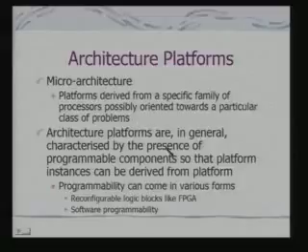And many of these platforms are characterized by presence of programmable components, so that platform instances can be derived from the platform. Now this programmable component can come in a variety of forms. One possibility is having reconfigurable logic blocks like FPGA. Other possibility is software programmability. Obviously if I can put in the software, the behavior changes and you get an instance. On the other hand, I can program FPGA to implement some special functions depending on my application need to suit the platform.